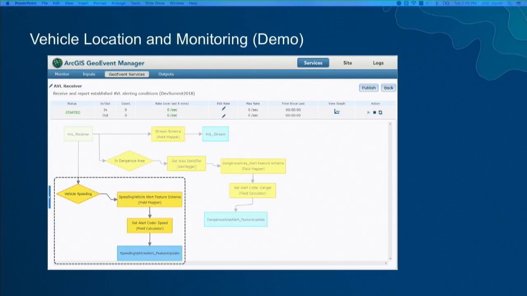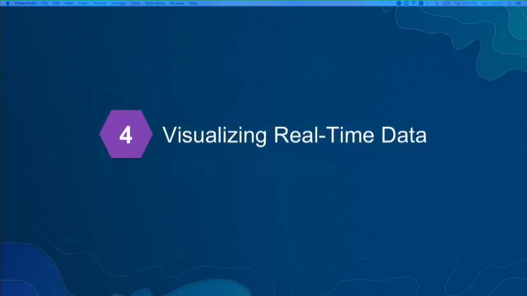Or maybe, like Josh was saying, all of my vehicles are trucks, they do primarily freeway travel. I don't care that they may go 35 miles an hour or 45 miles an hour, as long as they never exceed 65 miles an hour. So with that, I'd like to hand the presentation back over to Josh, and we're going to talk a little bit about the visualization of real-time data.